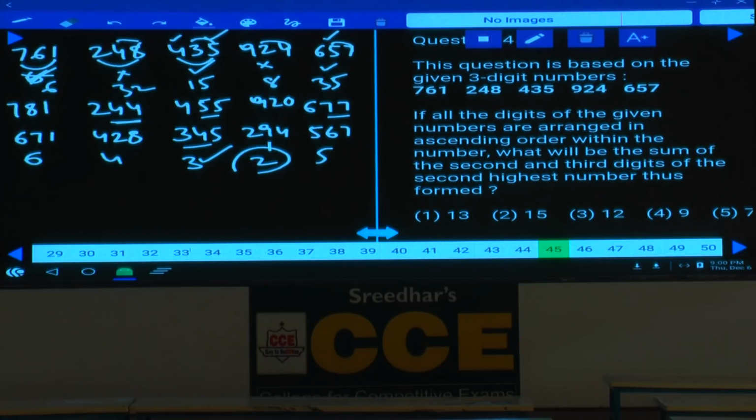Then question number 45. Now in this 45, all the digits in the given numbers are arranged in the ascending order within the number. 767 will be 167, 248 will be as it is 248 and 435 will be 345, 924 will be 249 and 657 will be 567. Then what will be the sum of the second and the third digits of the second highest number? Tell me what is the second highest number here? 567 is the highest and second highest will be 345. Now the question is about the sum of the second and the third. 4 plus 5, that is 9, choice 4.